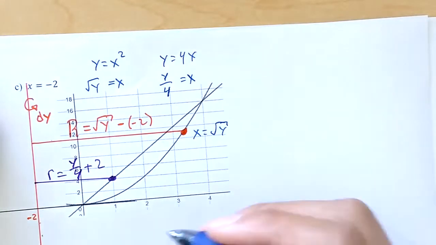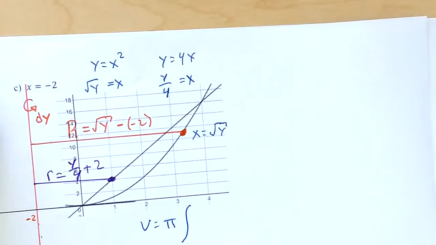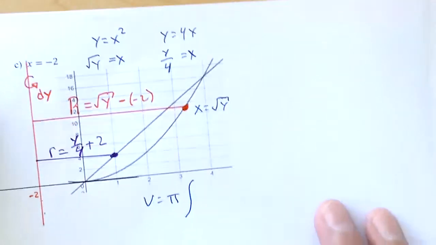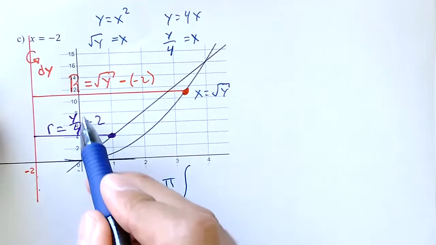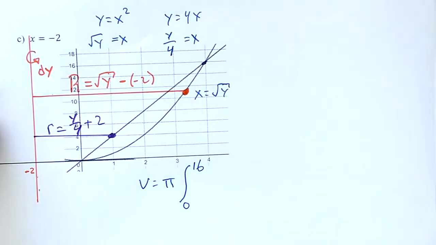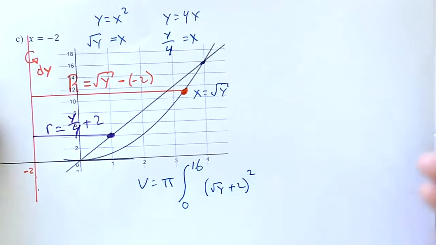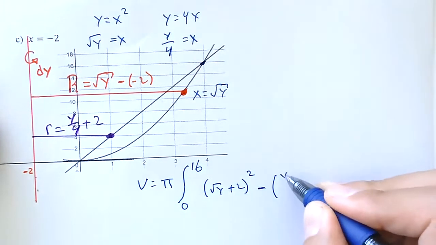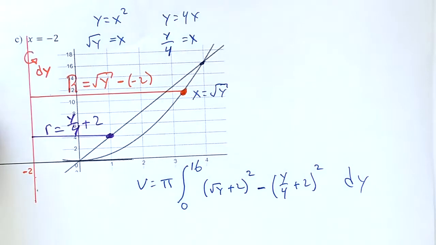And when I write down my integral, remember I'm in y now. So I have to look at the limits in terms of y. I'm going from 0 to where they meet here, and they meet at 16. Big R, second power, little r, second power, and I'm in dy. Make sure you do the setup. That's the big thing here. Make sure you're able to set it up.